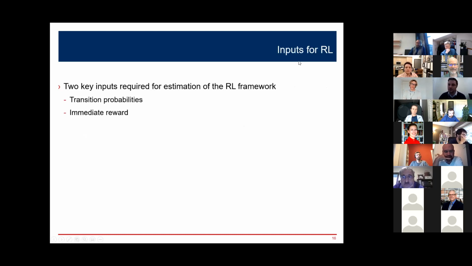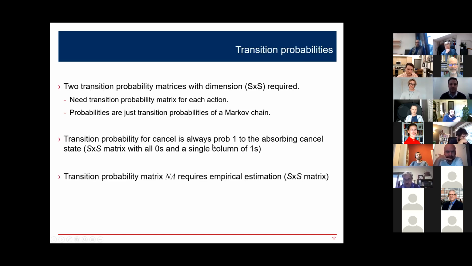Okay, so once we've got those states and actions defined, we now want to get the inputs, which are the transition probabilities and the immediate rewards. They're the inputs we need to estimate to be able to solve for the expected value. Transition probabilities are the first things we want to get out. We need a transition probability from state S to S prime. So if we have capital S states, we need an S by S matrix of transition probabilities. We also need that for both actions: we need it for the cancel, and we also need it for if we leave the order.